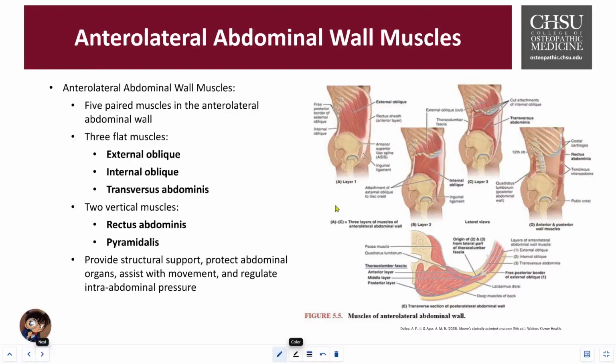Over here, you can see a visual of the different layers: layer 1, layer 2, and layer 3. The external oblique, the internal oblique, and the transversus abdominis.